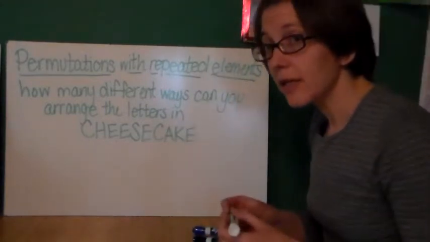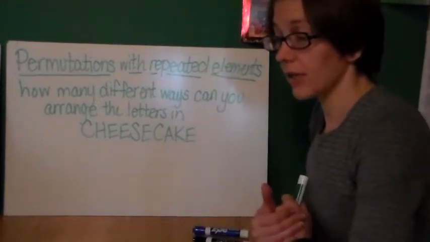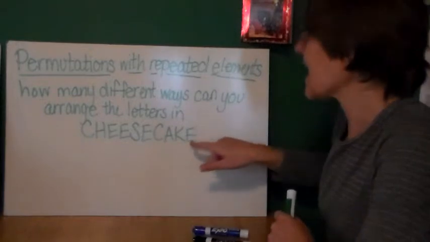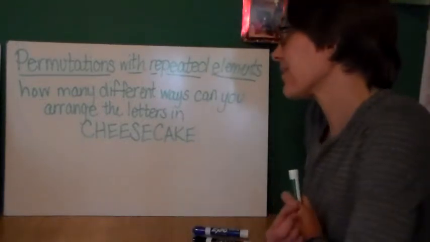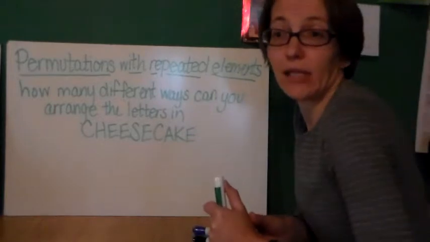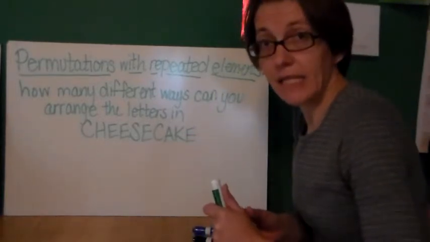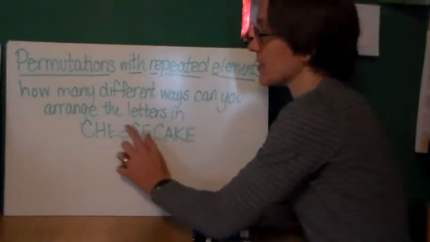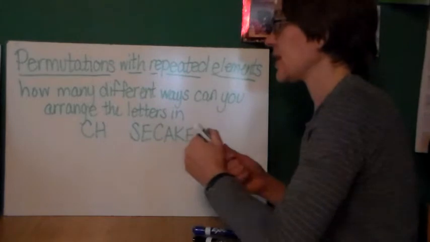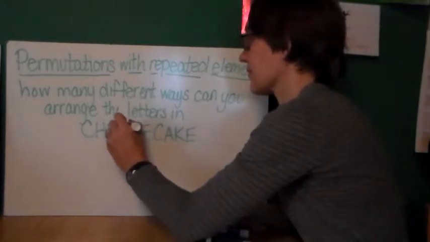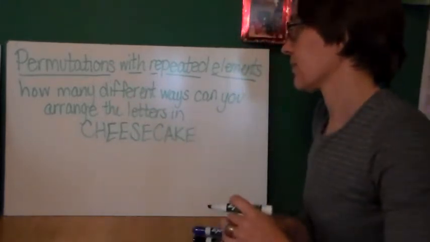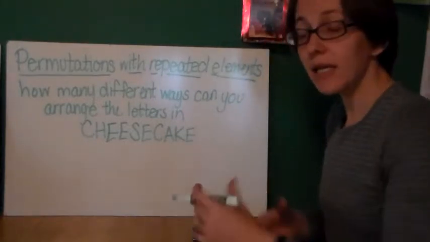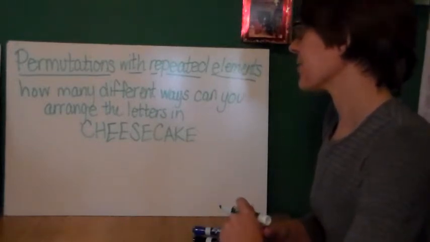Well, I could just count how many items it is: 1, 2, 3, 4, 5, 6, 7, 8, 9, 10. 10 letters in cheesecake, and I can just arrange 10 letters taken 10 at a time, 10P10. But that's going to give me too many answers, because look what happens if I switch the order of these two E's. Cheesecake looks exactly the same. So I need to consider my different elements here.